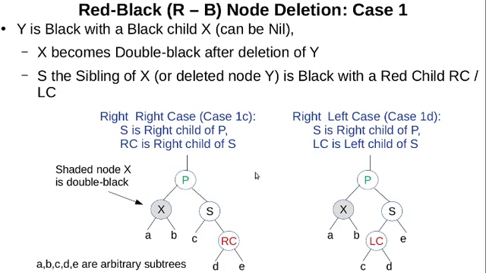Next, we briefly consider the right-left case, where S is the right child of P and the red node LC is the left child of S. As noted earlier, a double right-left rotation at P is required. The right-left case is the mirror case of the left-right case, which was discussed in the previous slide.